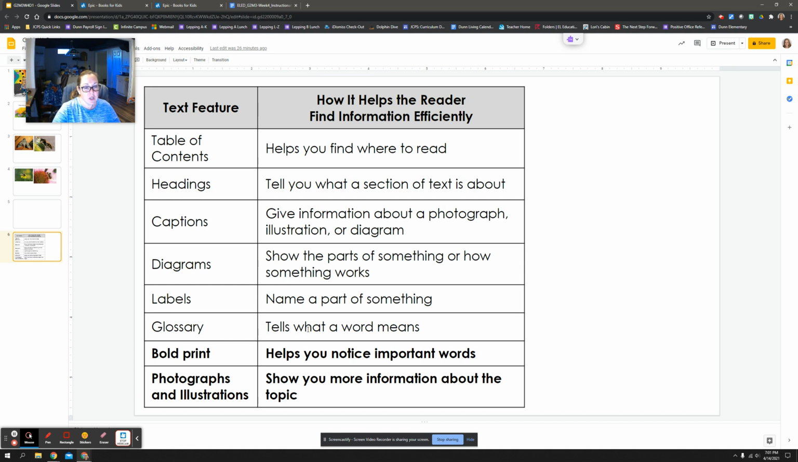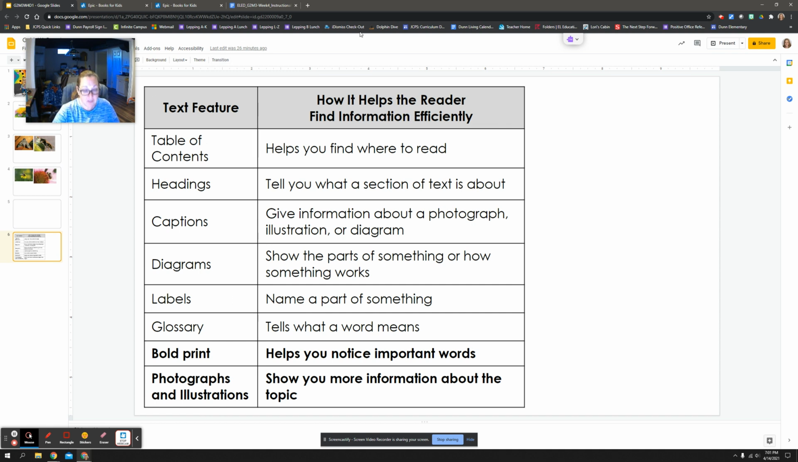We didn't look at the glossary today. But remember, the glossary is going to have all your bold words in it. And your bold print is going to help you notice the important words that will be in the glossary. And then, of course, photographs and illustrations. And we saw lots of photographs today to show you exactly what they're talking about.